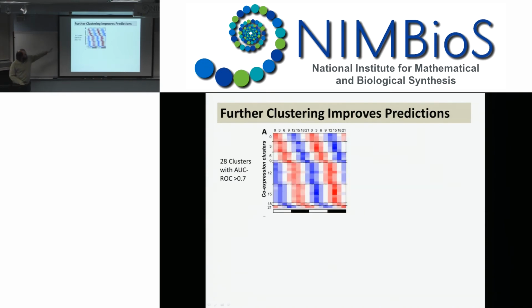And we found, okay, 28 of these clusters we made could be predicted with an AUCROC above 0.7 within that range that we previously saw. And this represents about 20% of our genes total. And as you can see, if we look at these co-expression clusters, they tend to be pretty nice. They are very well correlated in their expression.